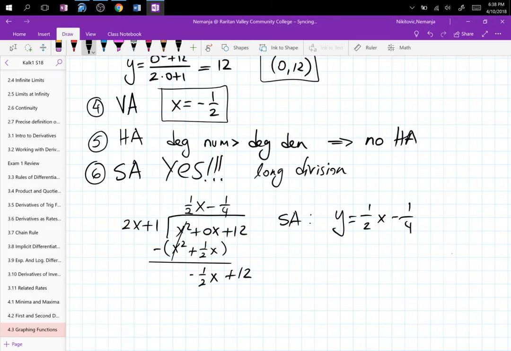This is an intermediate algebra skill, to divide polynomials. So there it is used here. So we do have a slant asymptote. That's the piece that we need.